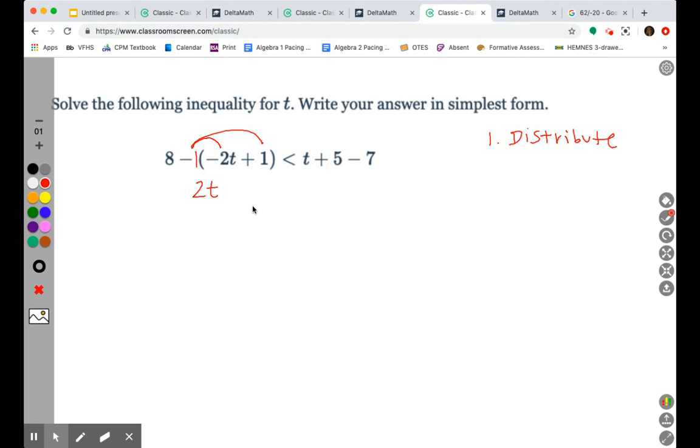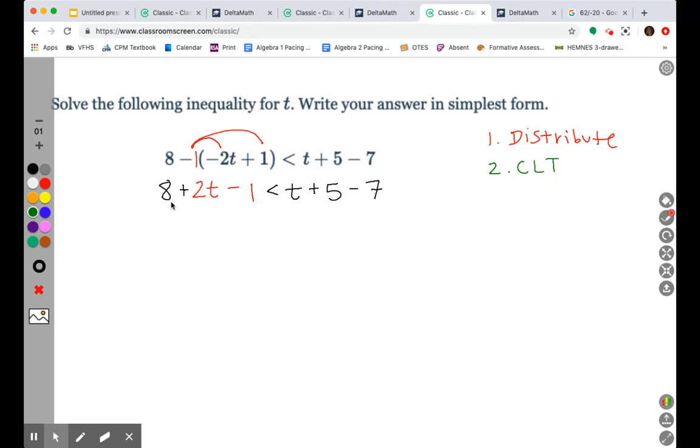Same thing with the 1. 1 is positive, so it can now become negative 1. And we'll bring everything else down. Since there's no symbol in between this 8 and 2t, I am going to put a plus sign since it's a positive 2t and bring t plus 5 minus 7 down.